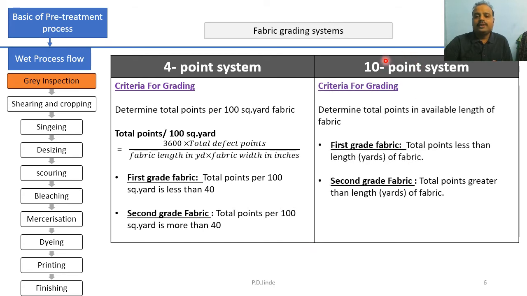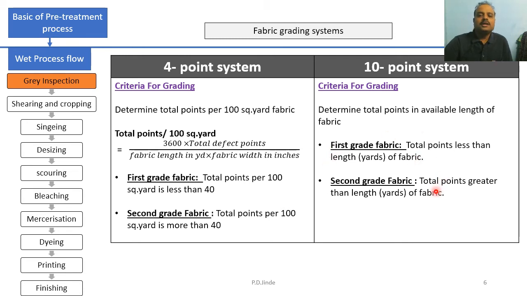In 10-point grading system, what is the criteria for grading? Now first determine the total points available in the length of a fabric. Let's consider we observe the fabric of 40 yards, right? And in that case, if I observe there are 30 defect points, whether my fabric is first quality or second quality, there is a criteria. For first quality, total defect point should be less than the yardage of the fabric. So how much yard have we observed? 40 yards. And how many total defect points are there? 30. So 30 is less than 40, means our fabric is first grade fabric.